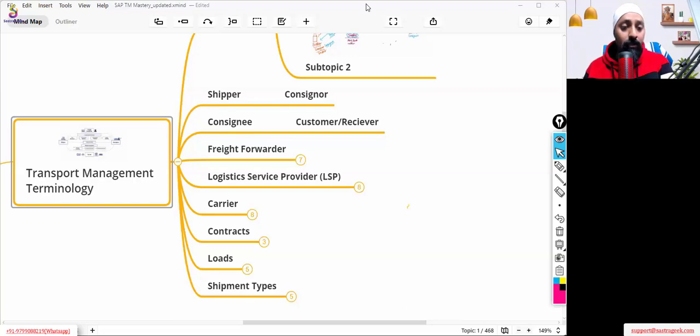Ram Prasad is saying that in the complete course, we don't have integration with EWM. We don't have any integration with EWM. I am repeating it. I don't want to make any false promise to you.